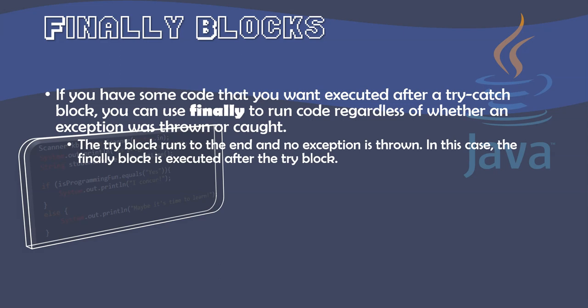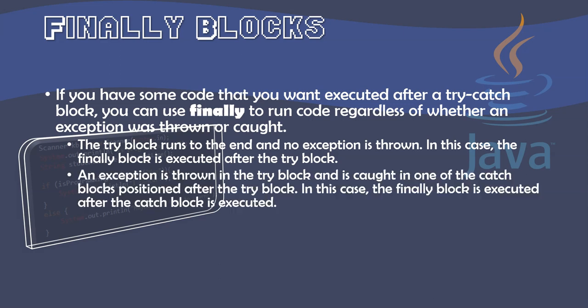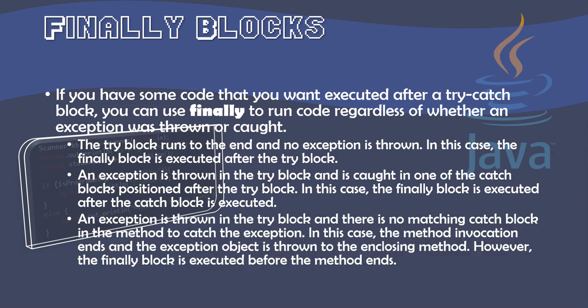And so wherever the start of your code is, going all the way in. And if you don't throw an exception, great. Now let's move on. The finally block will then be executed after your try block is completed. Now, if an exception is thrown in that try block and is caught in one of the catch blocks instead, well, in this case, your finally block is going to be executed after the catch block has finished.